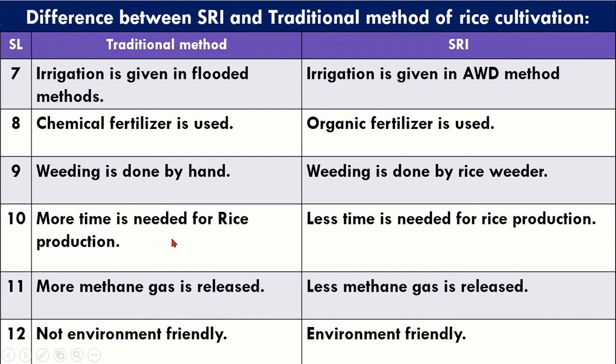More time is needed for rice production in the traditional method, but less time is needed here. More methane gas is released, because most of the time the soil has stagnant water, but here there is not too much water, that is why less methane gas is released. And eventually, at last I can say that this one is not environment friendly, and this one is environment friendly. So this is all about today's lecture.